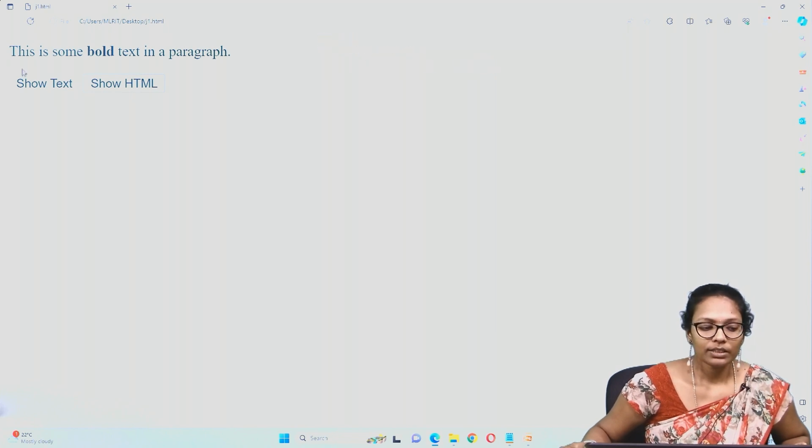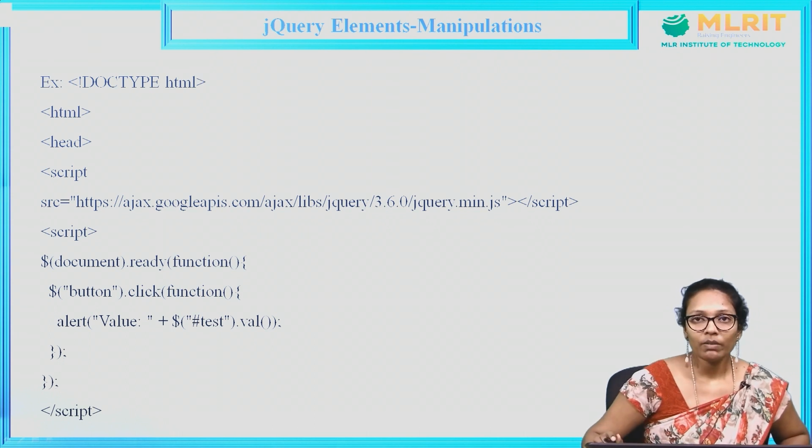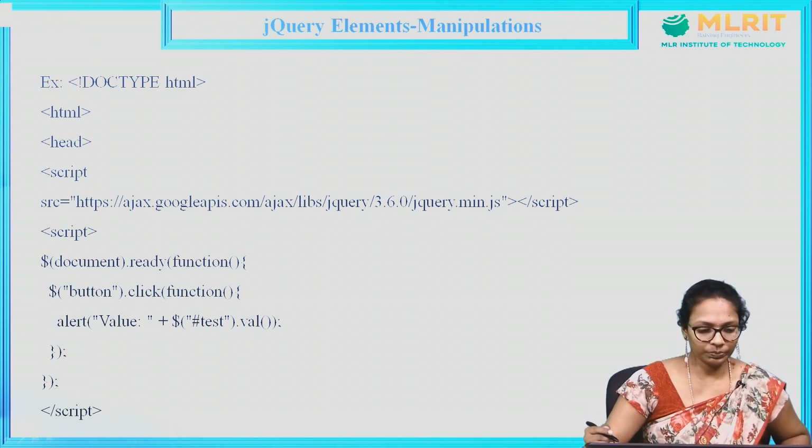That means here I am using the text method, and here I am using the HTML method. The text method will retrieve only the text part, whereas HTML will retrieve the text as well as the HTML content also. So we have another program which indicates the value.